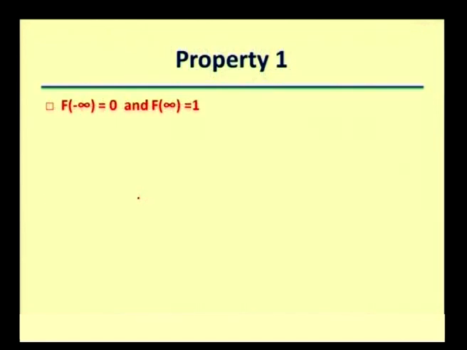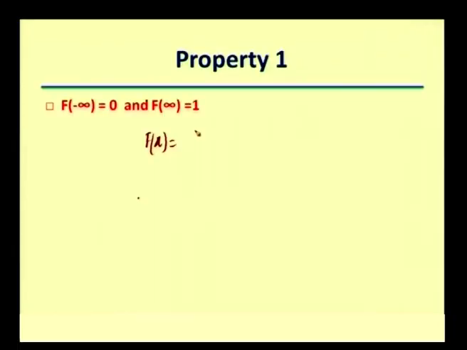The first property is, we have to prove F(-∞) = 0 and F(∞) = 1. Let me take X as this continuous random variable itself, and then I will give the proof. First of all, how is capital F(x) defined for a continuous random variable? It is defined as P(X ≤ x) = integral from -∞ to x of f(x) dx.